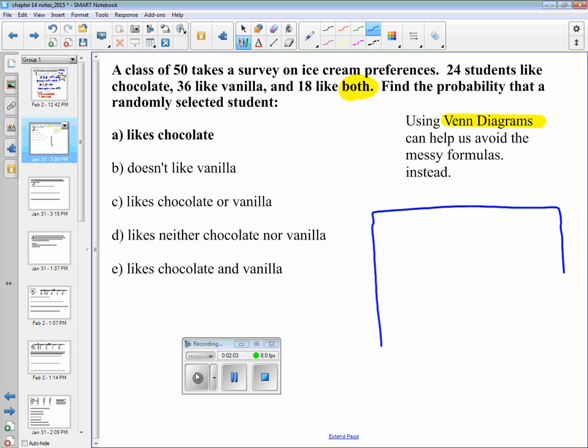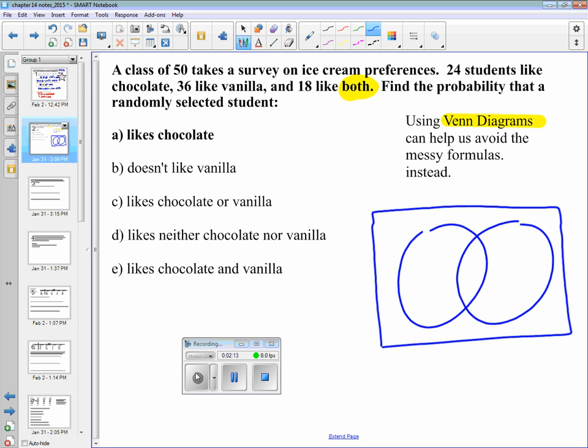Smartboard's about 5 seconds behind me. We're going to draw the circles, and then we're going to have them overlap. And we're going to label each of the circles. What are my 2 kinds of things that we have here? Chocolate and vanilla. So we're just going to label them as such.